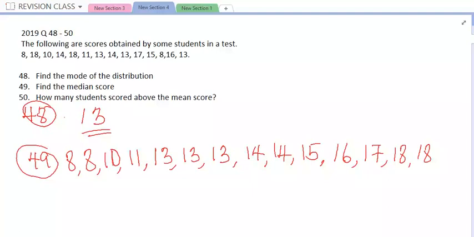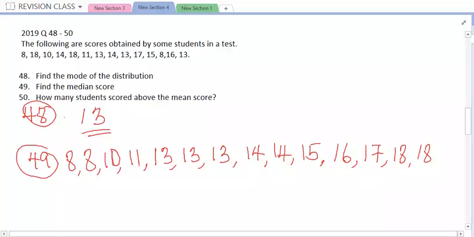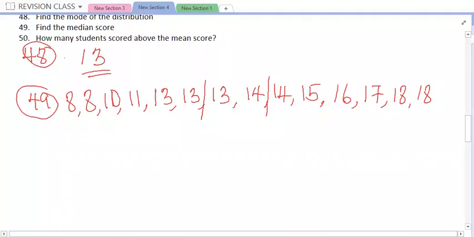Now, I told you if the number of data is an even number, two numbers will be at the center. In this case, we have 14 data, so two numbers are going to be at the center. So we count 1, 2, 3, 4, 5, 6. So the two numbers at the center are 13 and 14.